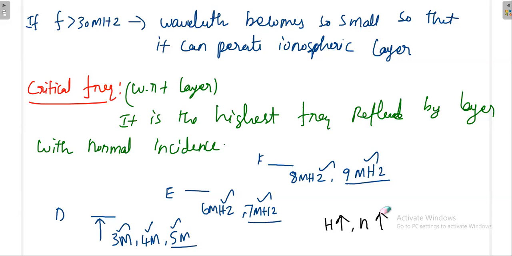Once I go to higher heights, my capital N is increasing. If my capital N increases, my small n will increase. Once small n increases, the number of ions is more, so definitely the interatomic distance between the ions will decrease. Once the interatomic distance between the ions decreases, it will allow only lesser wavelength, because it will reflect lesser wavelength.